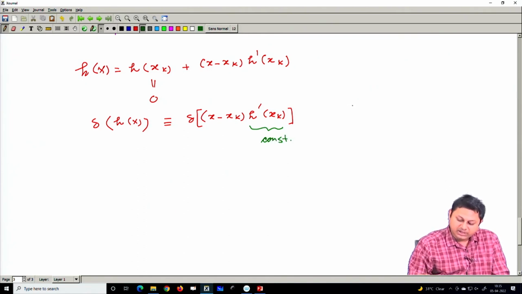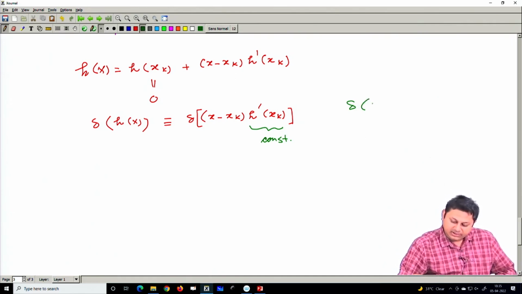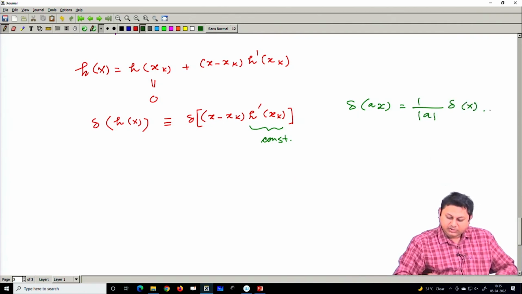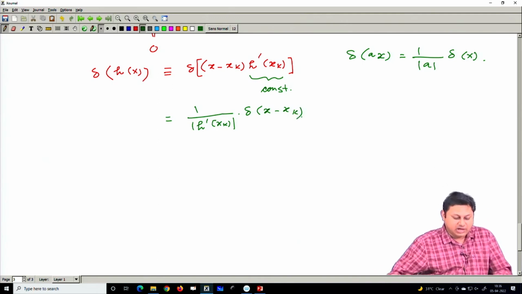So, I know that when we have a delta function with a constant and x, it should be 1 divided by mod of a, delta of x, that we proved last day. So, we are going to use this to find out, and in that case it should be simply 1 divided by mod of h prime xk, and then delta of x minus xk. Okay. But this is done for only one root.